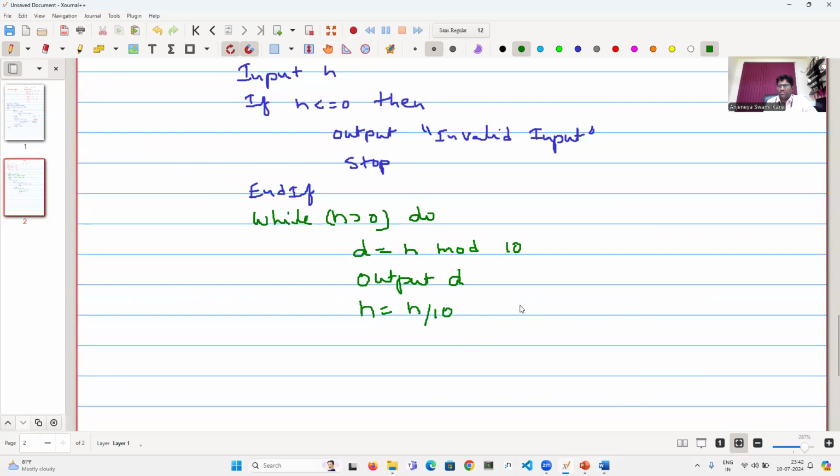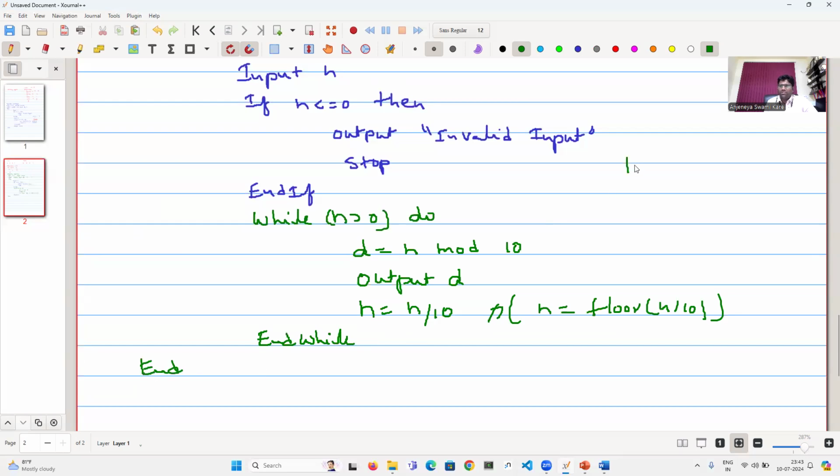So this is actually equivalent to n equal to floor of n by 10. Okay, so we simply write n equal to n by 10 because we intend to do an integer division. Okay, and then end while.